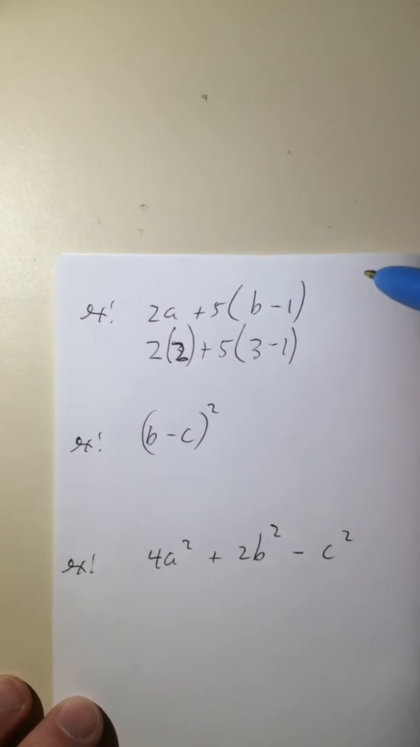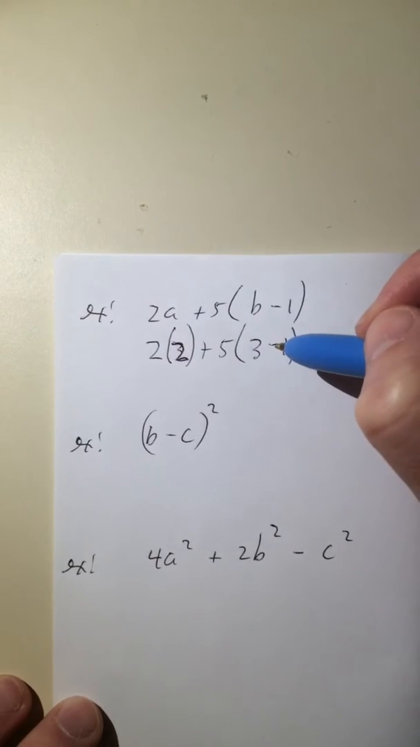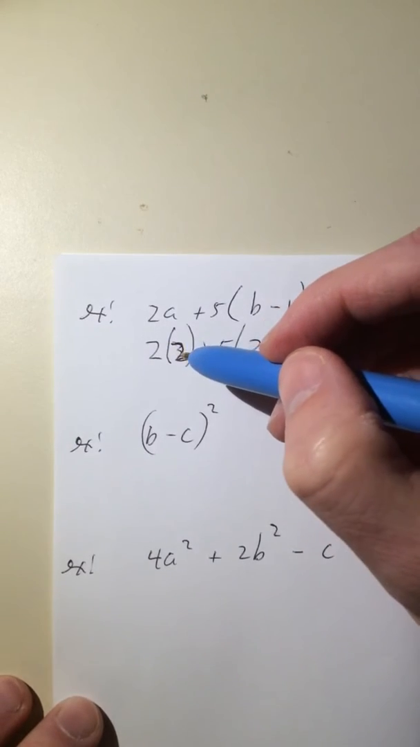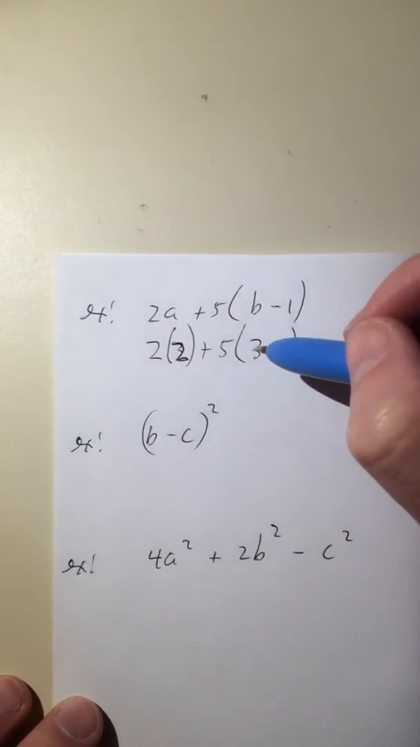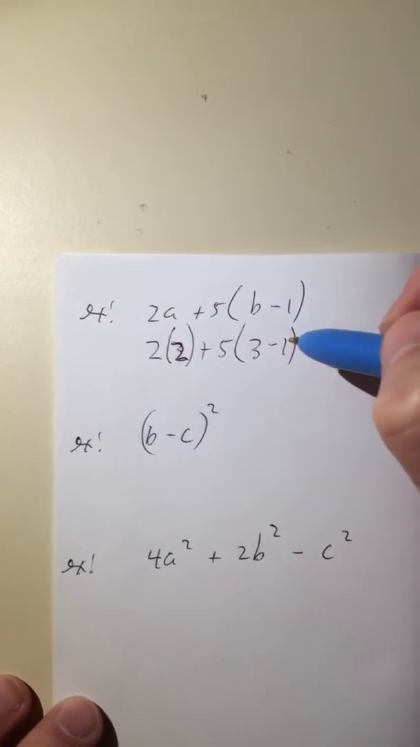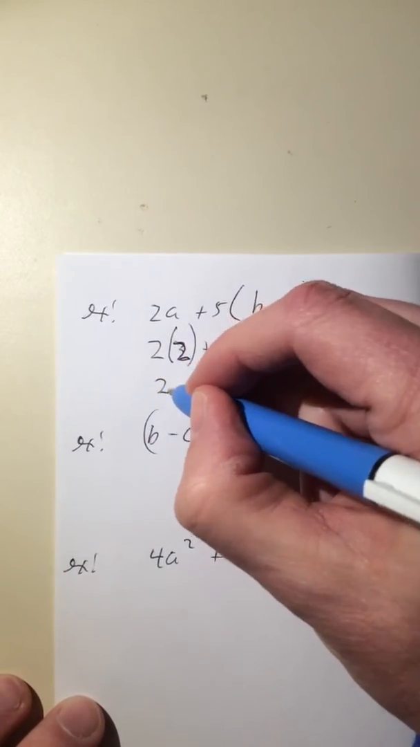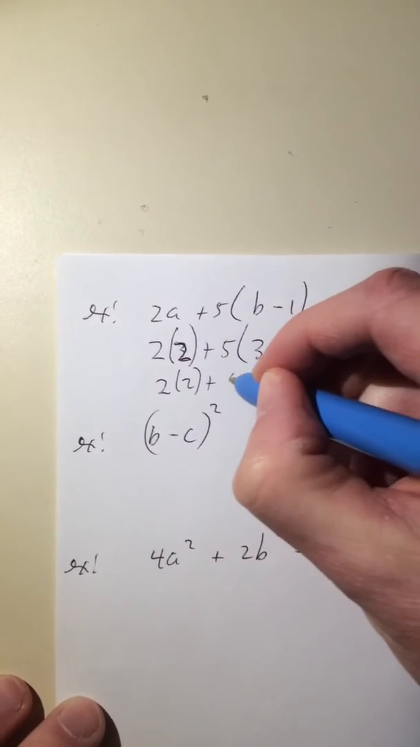And again, the order of operations tells us we need to do the work inside the parentheses first. We look here, it's just a 2. There's nothing to do in there, but here there is. There's something to do, so we do it. So 3 minus 1 happens to be 2. So we get 2 times 2 plus 5 times 2.